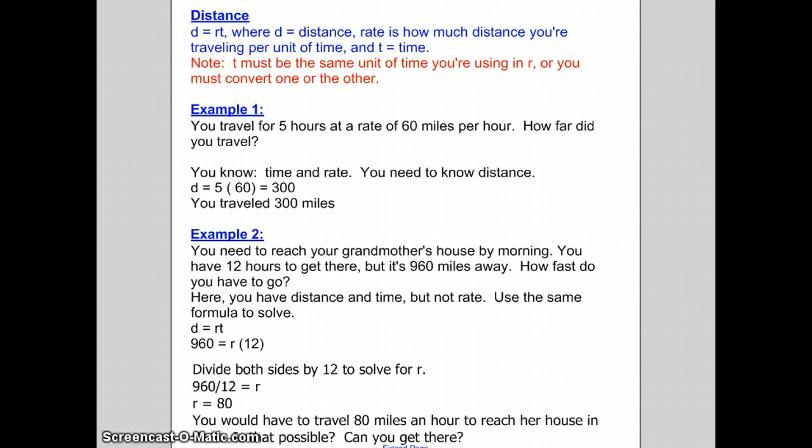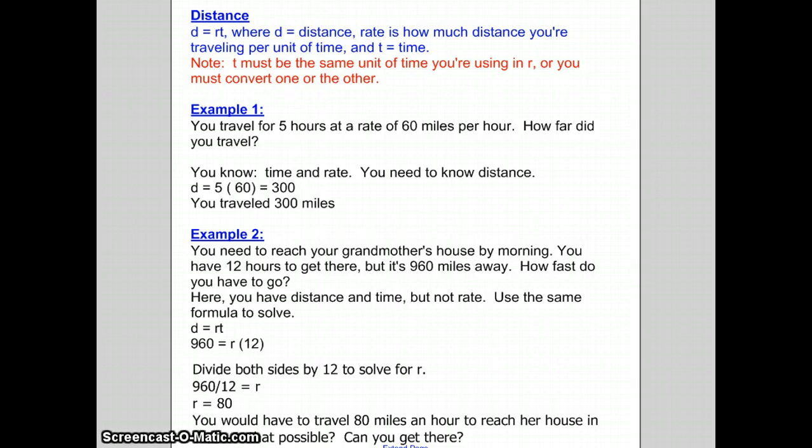We're going to have D equals R times T, or 960 equals R times 12. Divide both sides by 12 to solve for R, and 960 divided by 12 is R, or R equals 80. That means you have to travel 80 miles an hour to reach your house in time.